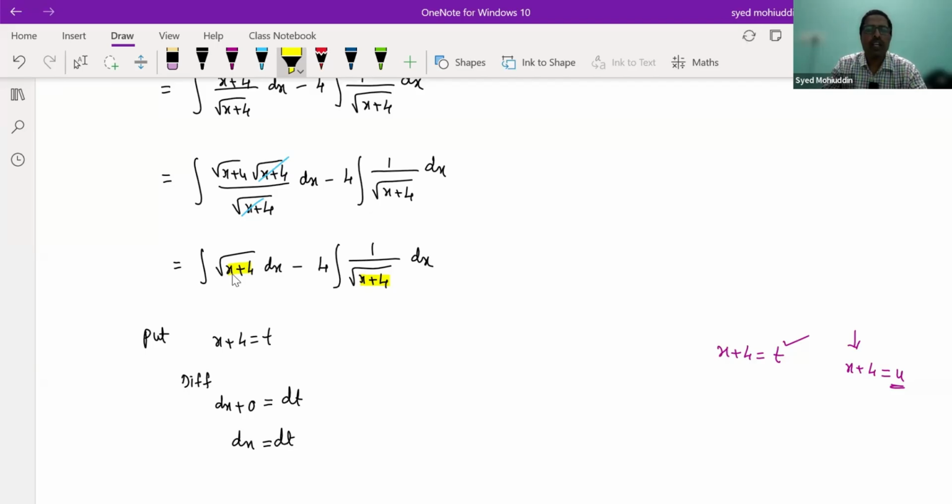Suppose you had x plus 2 here and x plus 4 here, then I would have taken one as t and another as u, or I would have taken them as t1 and t2, or u1 and u2, in that way. Because both the values are the same, I am taking one single value t for both. Getting it?